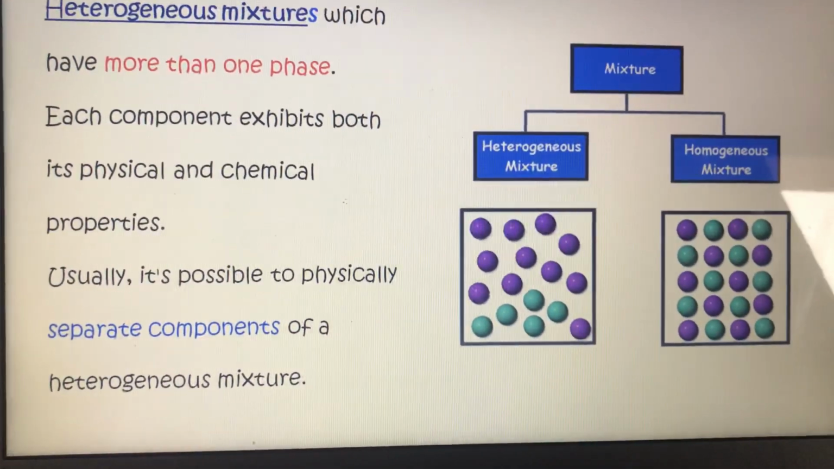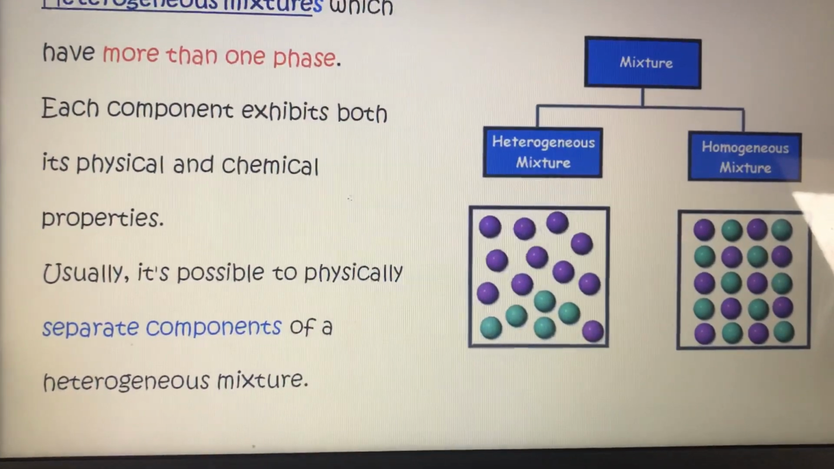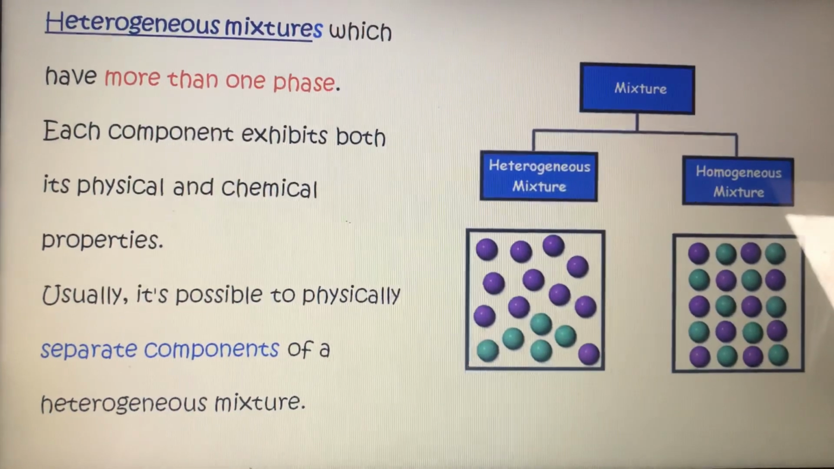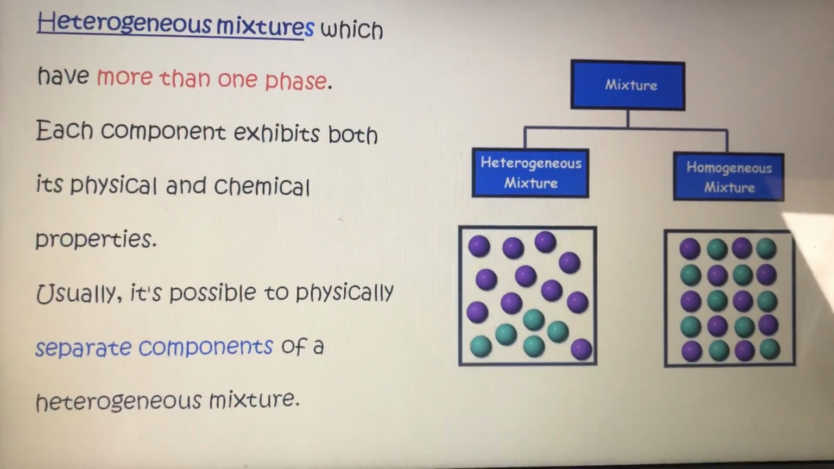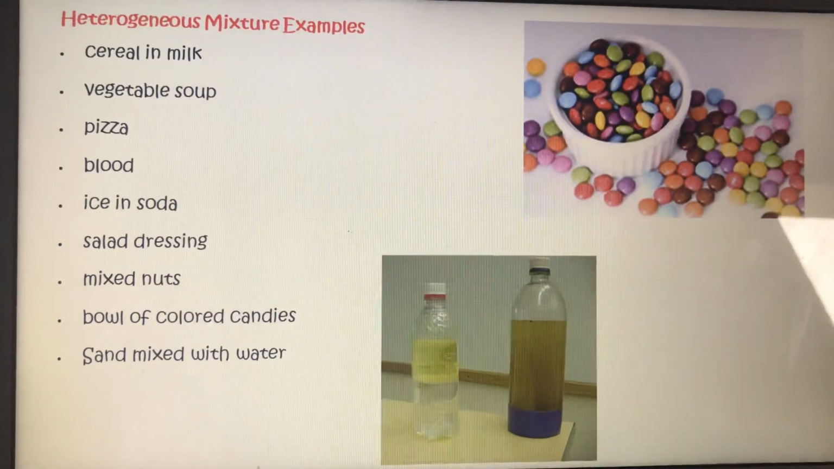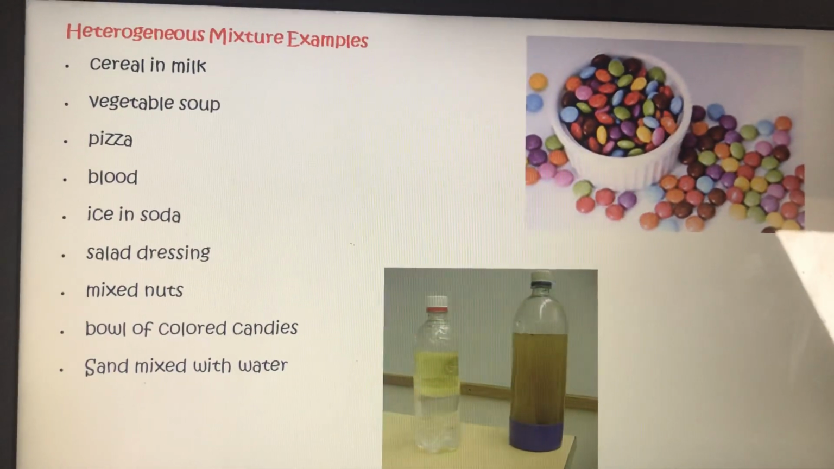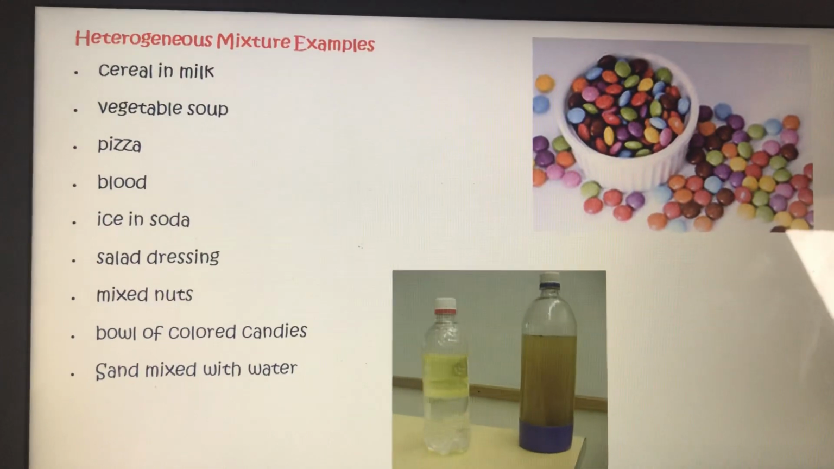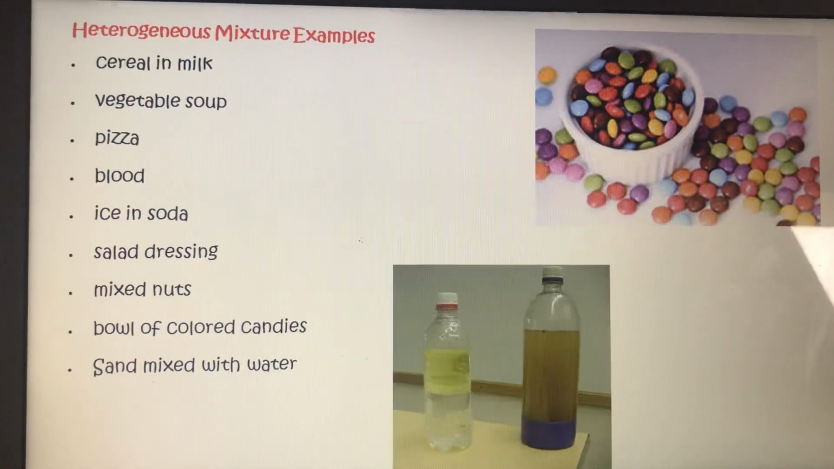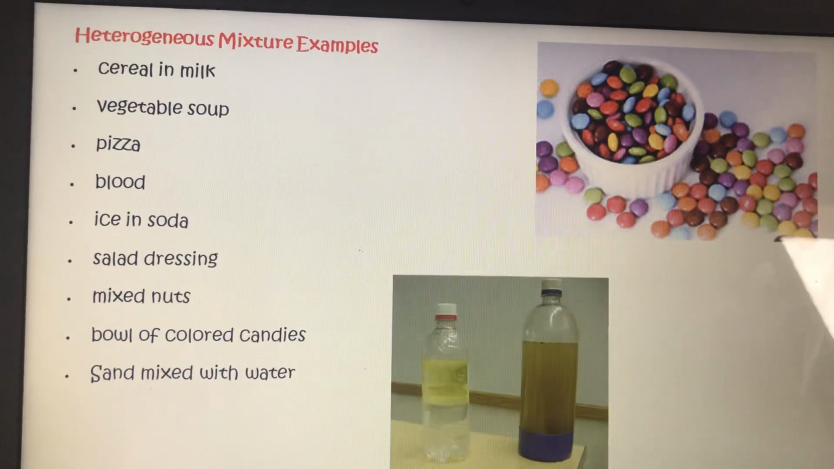While a heterogeneous mixture has more than one phase, and each component exhibits its physical and chemical properties. And it's easily separated. When I say easily or physically separated, it means I can separate it manually. Examples: pizza. You can see a lot of stuff in pizza, so it is a heterogeneous mixture. You can separate the onion from tomato, from corn. Another example is ice and soda, or salad dressing, or mixed nuts, or cereal and milk. You can separate the cereal from milk easily.